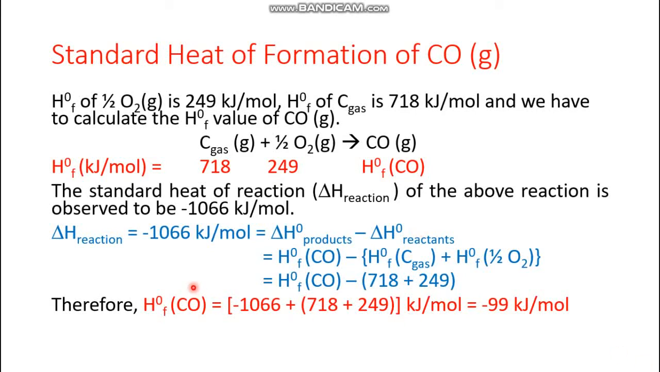Now the experimental value of the overall reaction, that means delta H of reaction, which has been experimentally observed, is minus 1066 kilojoule per mole, and this value is equal to the difference of the delta H0 of the products and the reactants. Now delta H0 of the product means what? The product is carbon monoxide, so it is H0F of carbon monoxide.